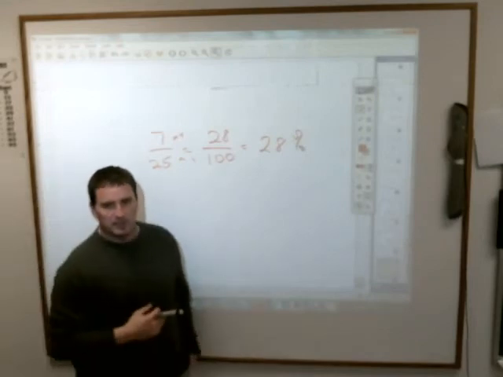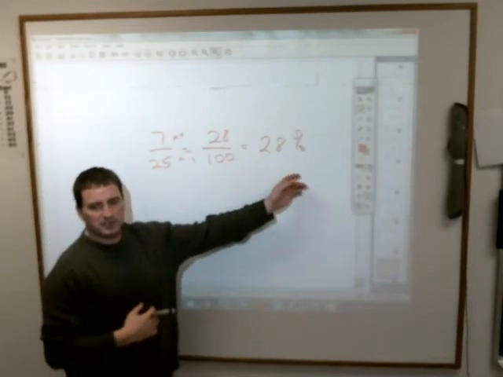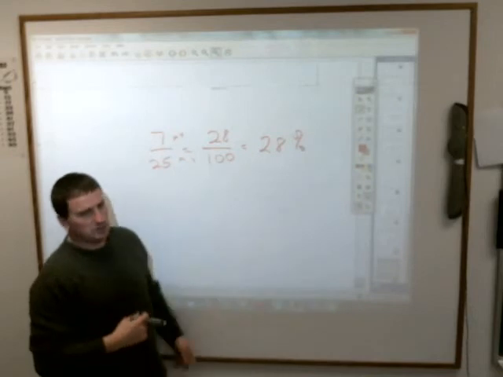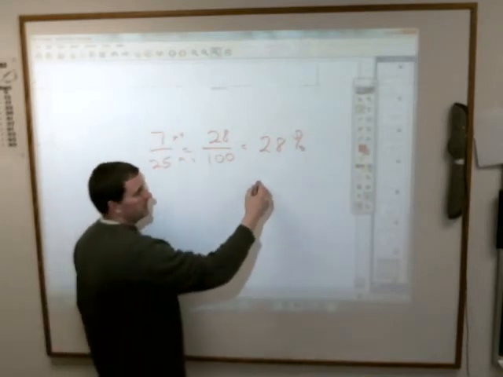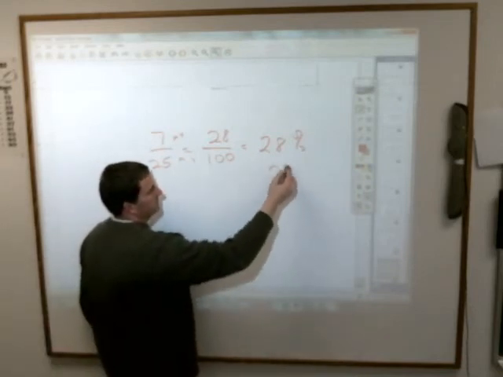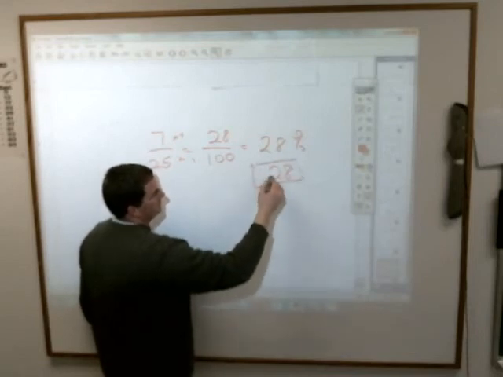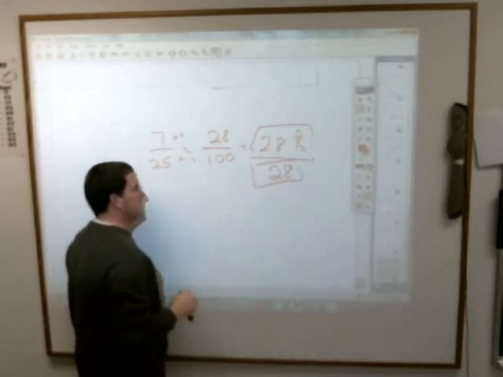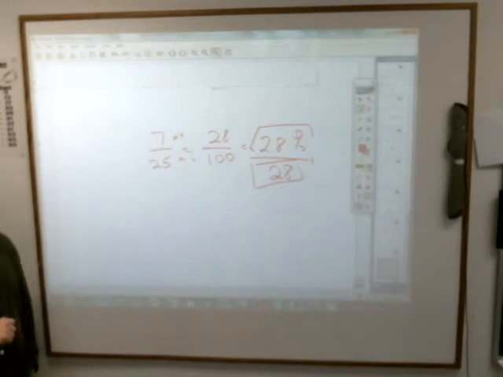Instead of moving the decimal to the right 2 places, if you just move back 2 places, you change a percent to a decimal. So it is, Jacob? Yes, 0.28. Nice call.